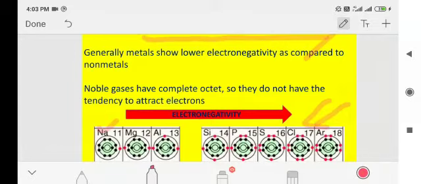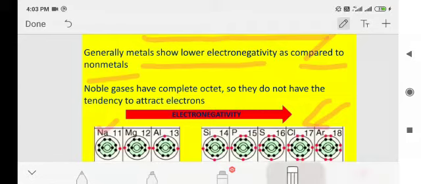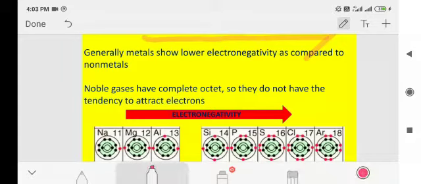And metals show lower electronegativity as compared to non-metals. And you know very clearly, metals are donors of electrons, and non-metals are acceptors of electrons. So since metals are considered donors of electrons, they have no interest in attracting electrons towards themselves. Instead, they are ready to lose electrons.